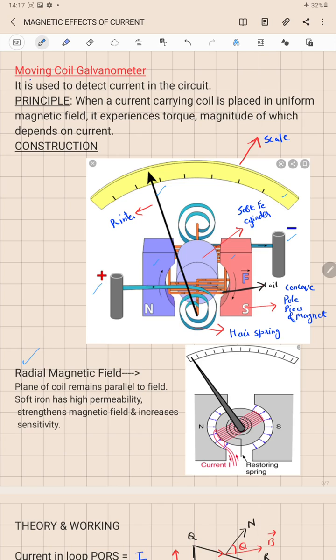The coil is connected with the hair springs. The function of the hair spring is to bring back the coil not only to its original position after switching off the circuit, but also they help us to keep a limit on the amount of the deflection produced inside the coil, which is very important for the measurement of the current in the circuit.